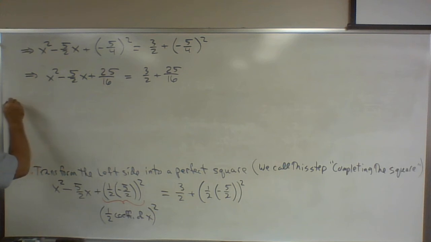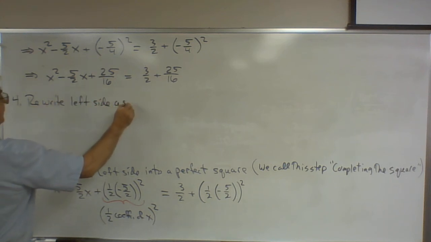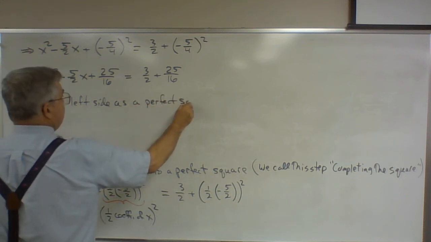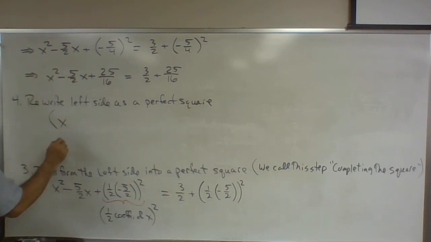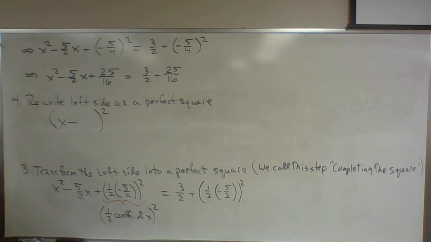I'm going to rewrite the left side as a perfect square. So I'm going to get x, and since this is a minus sign, I'm going to get minus something squared. And what is it that goes here? It's the square root of that thing, 5/4.